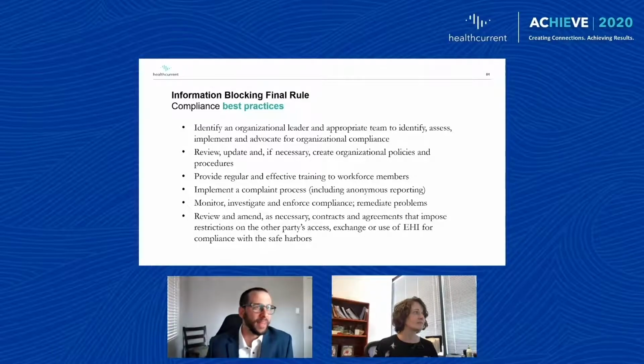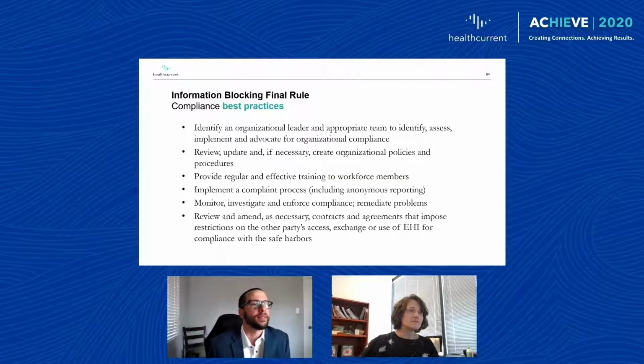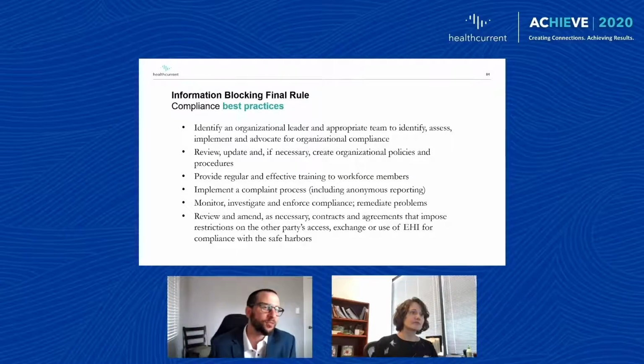And Mel, thanks for that. Maybe before we wrap up on info blocking, we've just got a couple questions in the chat that we can answer now while we're on the topic. And the first one is, if a provider in private practice refuses a request from another to directly integrate with an EHR, is this information blocking?